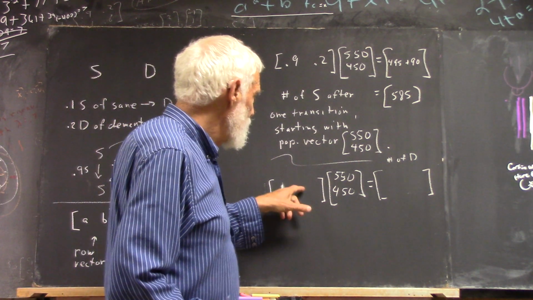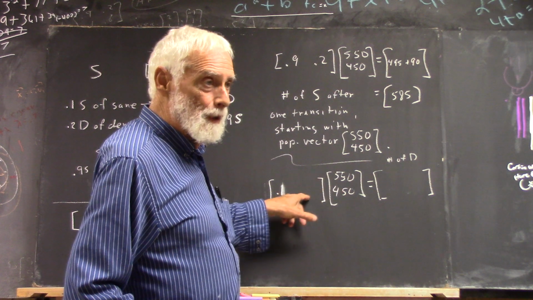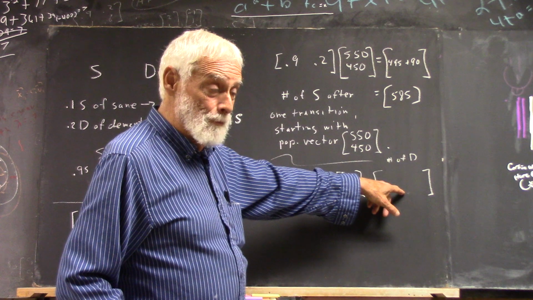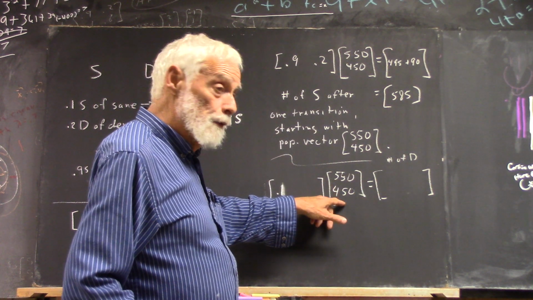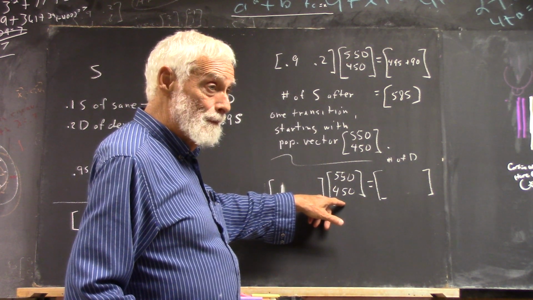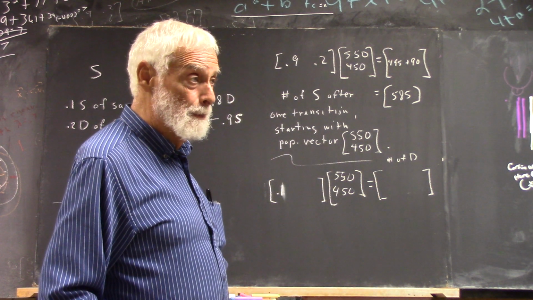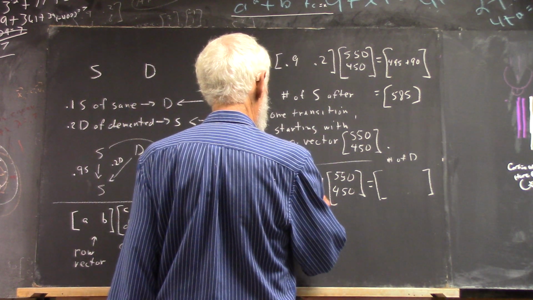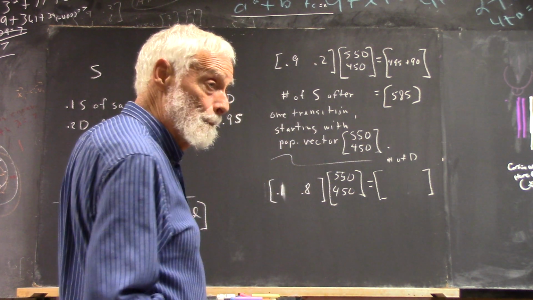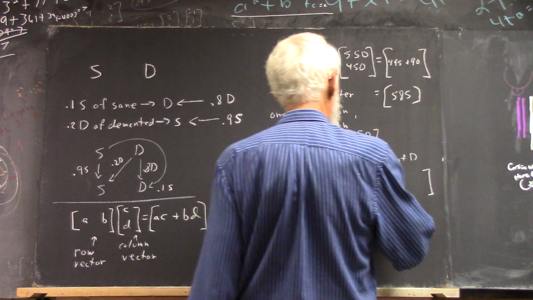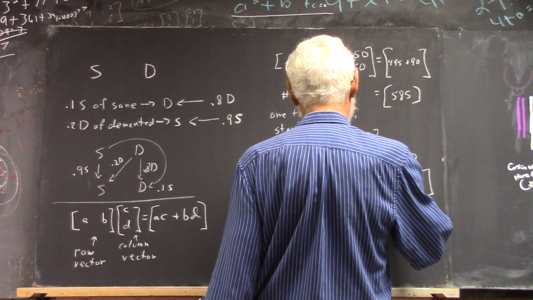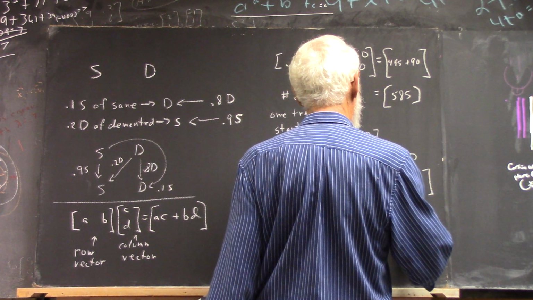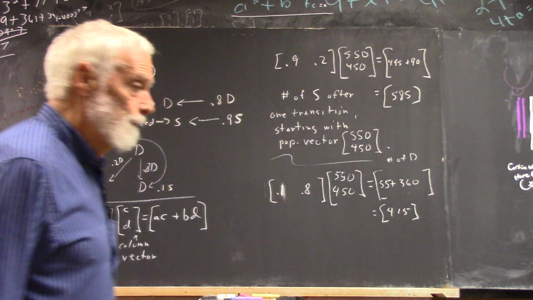And then we have to multiply the number of demented by some number that contributes to the number of demented, right? So what would we multiply our 450 demented by to get our contribution to the demented people? 80% of those are going to remain demented. Okay? And straightforward, what we get is 55 plus 360, and that's 415. Okay?